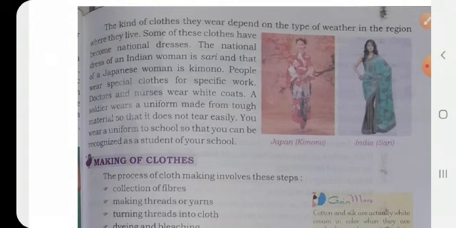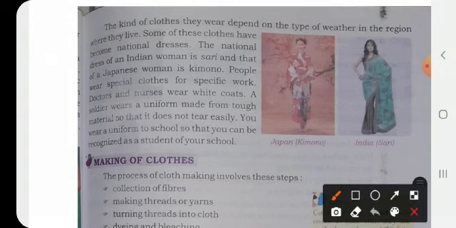Like in India, the women wear sari, while in Japan, the women wear the kimono. Now you can see here the woman is wearing kimono. She is Japanese, and the woman wearing a sari is Indian.